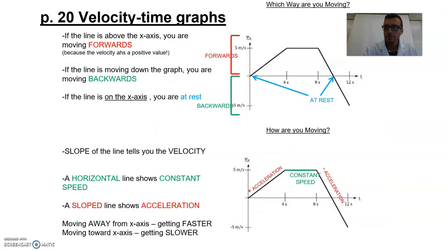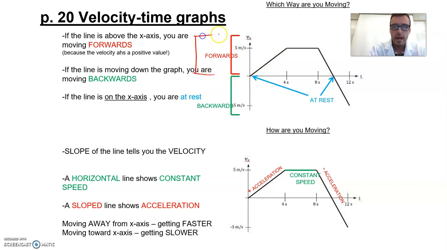All right, let's look at velocity time graphs. These have different properties, and a lot of times you just have to read the graph. Okay, so let's take a look. Anytime you see this little red bar here, anytime you have a positive value on your velocity time graph, you are moving forwards. So that means that here you're moving forwards, and here you're moving forwards, and here you're moving forwards.